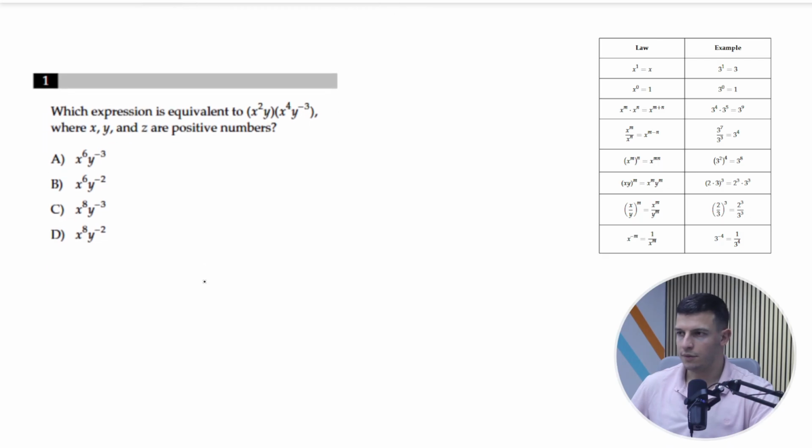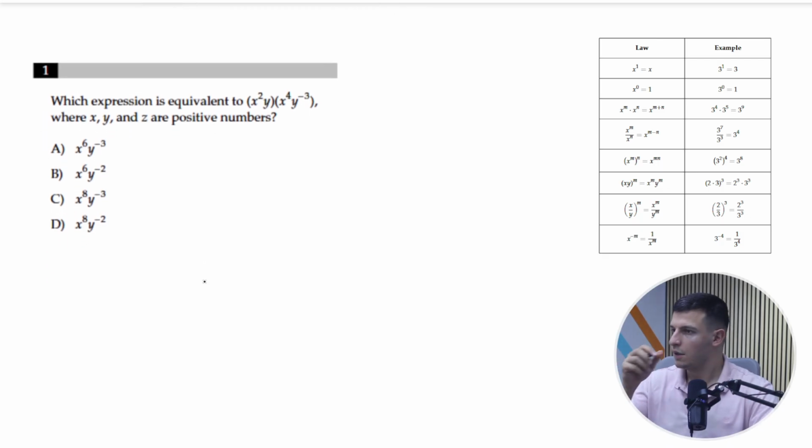Okay? Now, let's continue. Which expression is equivalent to, etc., where x, y, z are positive numbers? Again, the rules are the rules. So, this is not even an exponent rule at the first step. First step is just multiplying 2 brackets. So, if I multiply these two, I will get x squared times x to the 4. I'm just writing them together so it's easy. y times y to the negative 3. Now I can apply my exponent rules, meaning if the bases are same, I can add the top. So this rule right here.